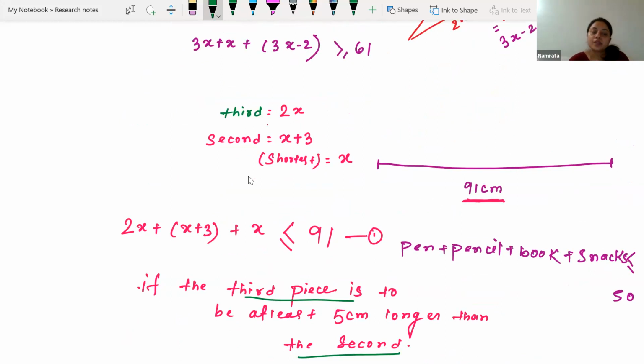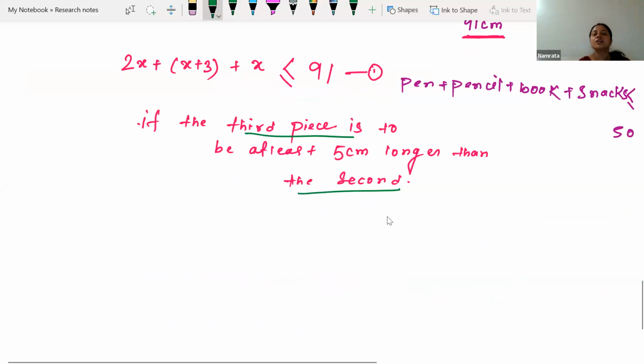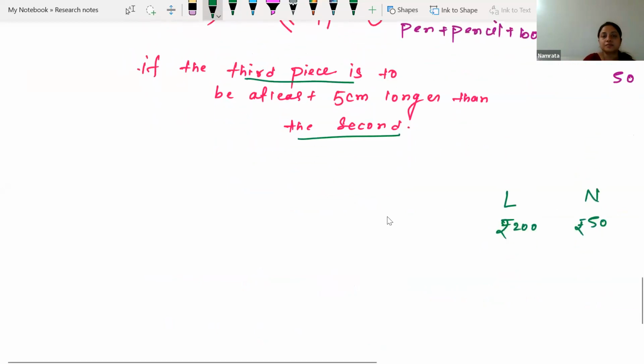Now the question says, let's write it according to the given condition. If the third piece is at least this much longer, suppose you are having 200 rupees and I am having 50 rupees only. So you have more money than me. You are having 150 more than me, so I need to add 150 to my amount, and only then we both will be at the same place. Yes or no? Yes, ma'am.